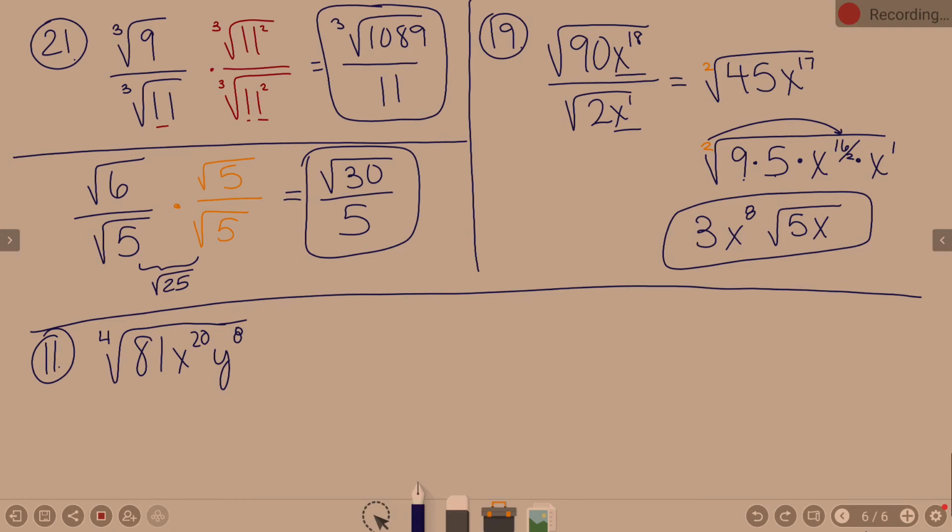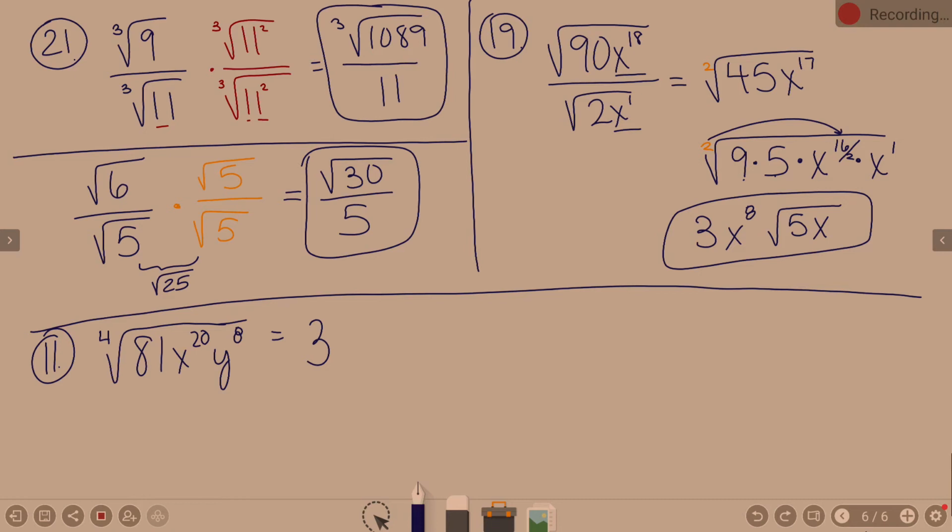Fourth root of 81. Can I do the 4th root of 81? Grab a calculator and check, or blue paper. Can I do the 4th root of 81? Yeah, the 4th root of 81 is 3. So that 3 is going to be outside the radical now.